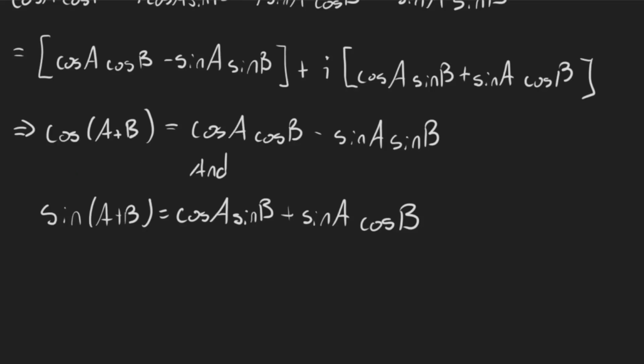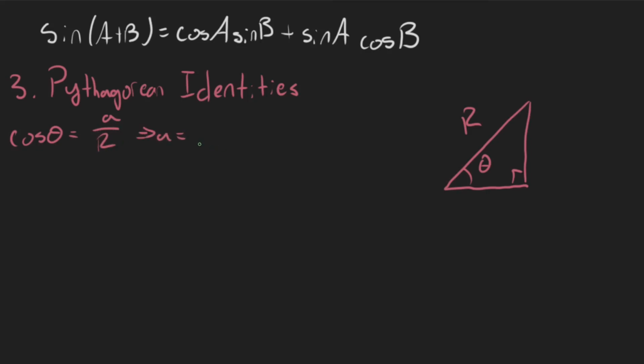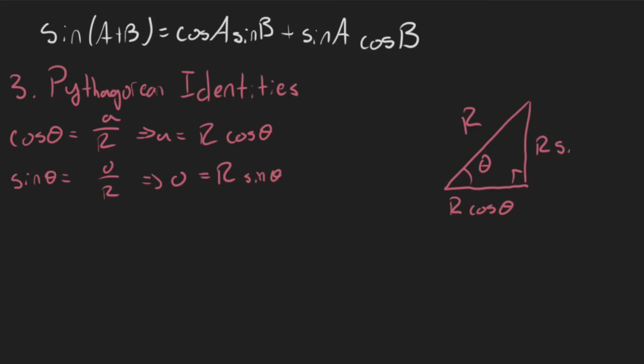Next, we're going to go ahead and do Pythagorean identities. So if I have some triangle that looks like this, a right triangle with radius r, and this right here is the angle theta, we can say that the cosine of theta, by definition, has to equal the adjacent divided by the hypotenuse, and therefore the adjacent has to equal r cosine theta. So we can put the adjacent side here as r cosine theta, and then the same thing for sine. Sine theta has to equal the opposite over the hypotenuse, and therefore the opposite has to equal r times sine theta. So we put in r times sine theta right here.